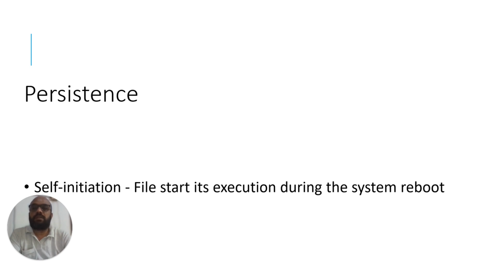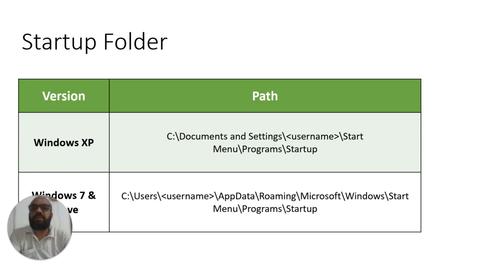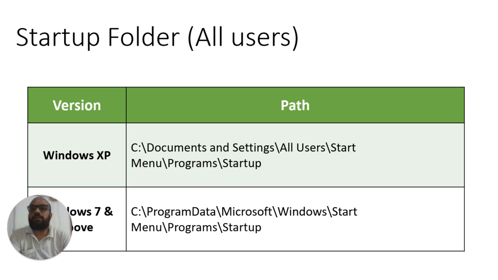So, persistence techniques. Persistence, or self-initiation, means the file starts its execution during the system reboot. We should know the startup folder. For XP, it is C:\Documents and Settings, then the particular user profile, then Start Menu, Programs, and Startup. For Windows 7 and above, it is under the username, AppData, and then Windows Start Menu. Most of the startup services information will be loaded in this path.